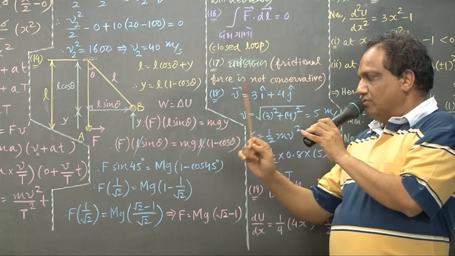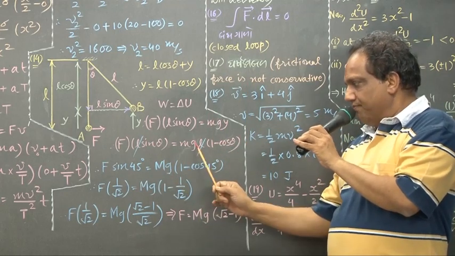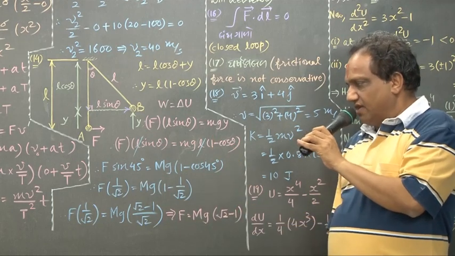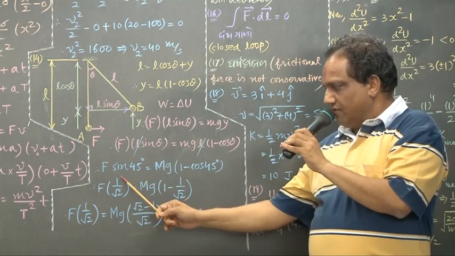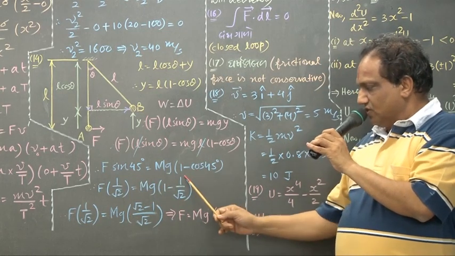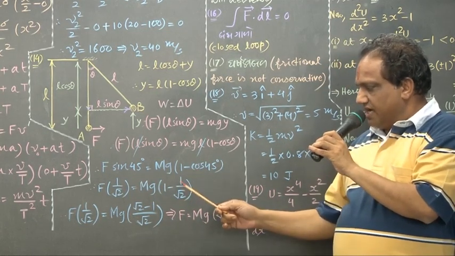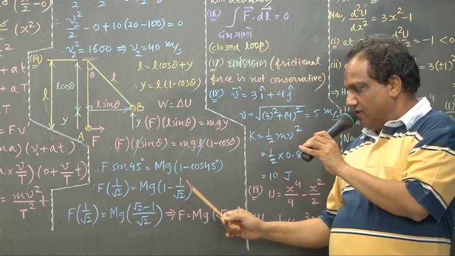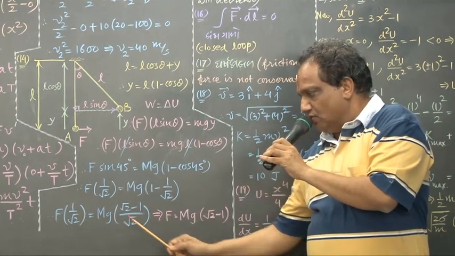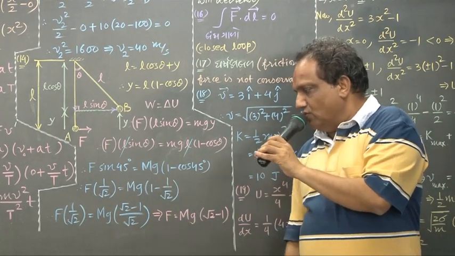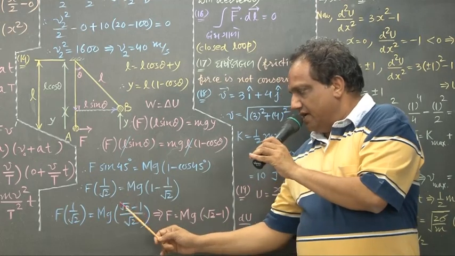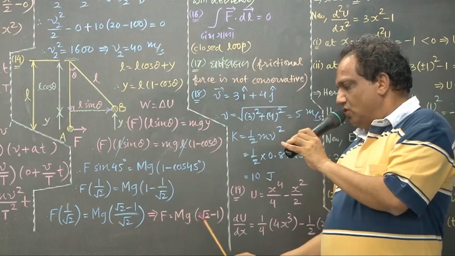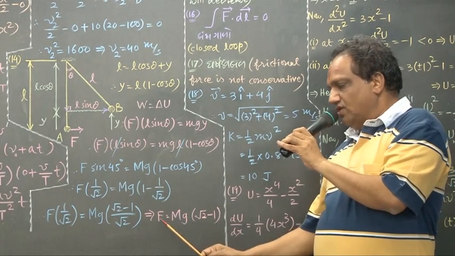Instead of small m, the mass of the body is shown by the symbol capital M, no problem. It's just a change of symbol. g as it is, theta is given as 45 degrees. Now simplify. Sin 45 degrees is 1 by root 2, and cos 45 degrees is also 1 by root 2. Take LCM: root 2 minus 1 upon root 2. Now you can cancel this root 2. Then F equals mg into root 2 minus 1. This is the horizontal force required.